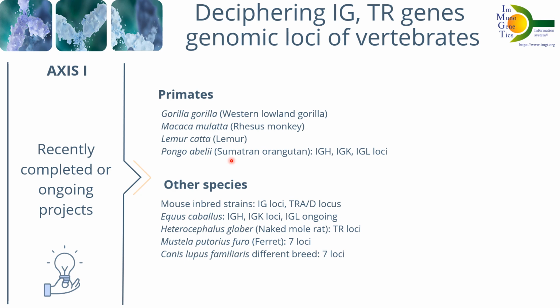Apart from the human assemblies that we saw on the previous slide, the IMGT biocuration efforts have also included several non-human primates: the gorilla project, which was accepted for publication 2 days ago, the rhesus monkey, lemur, the orangutans, as well as some other notable projects like the mouse inbred strains, horse, naked mole rat, which was recently published, the ferret, which is submitted, and the different dog breeds, among others, obviously enough.